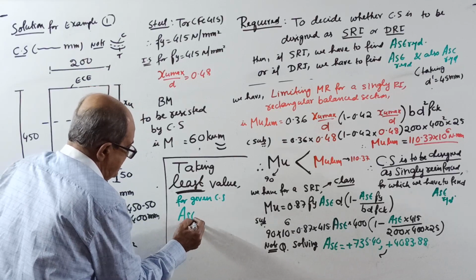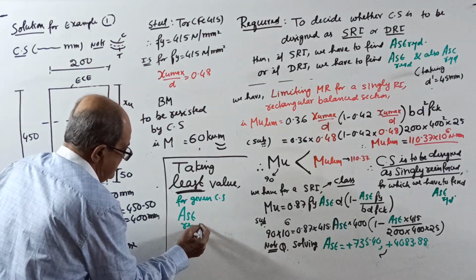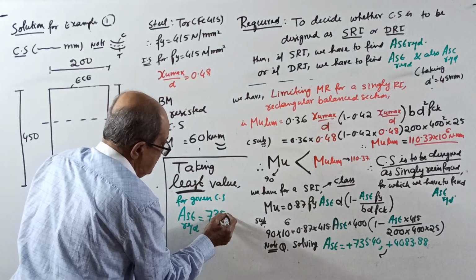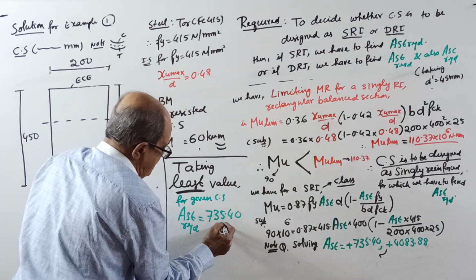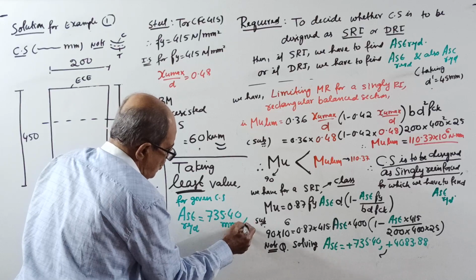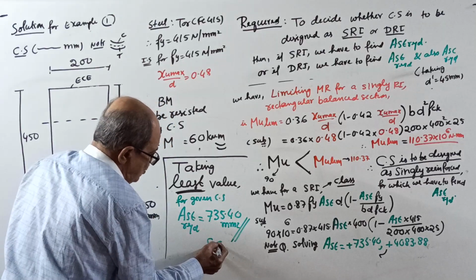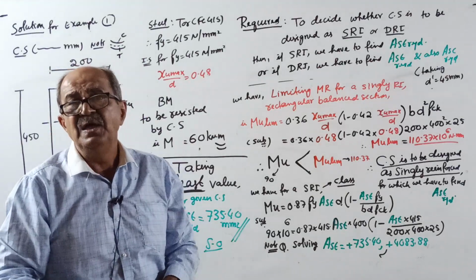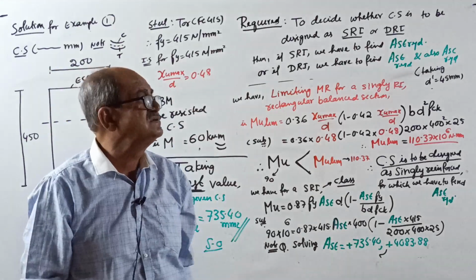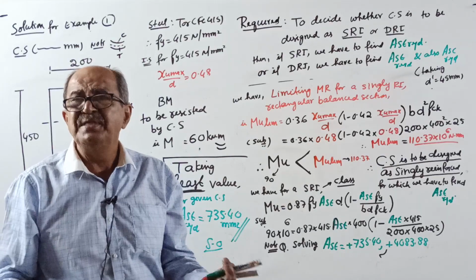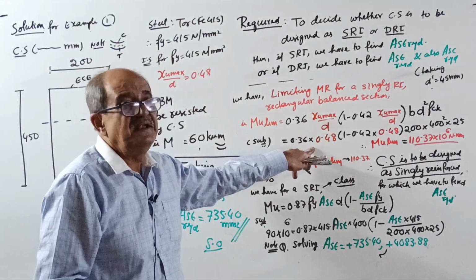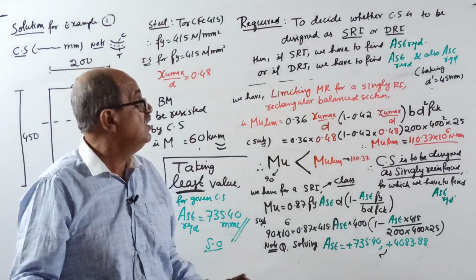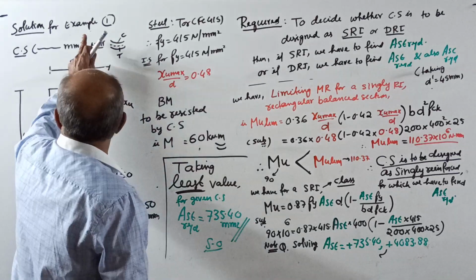AST required equal to 735.40 mm square. Over, right? Solution over, because we are asked to find only the requirement. Providing the number of bars, minimum steel, all that comes in the design. Structural part, that is strength point of view, this is the required area of tension steel. That's all. Question 1 completely over.